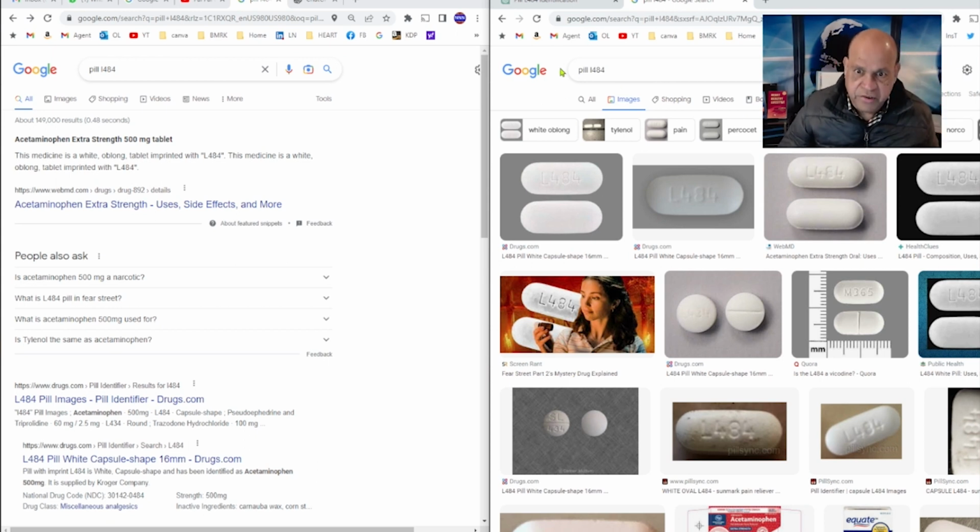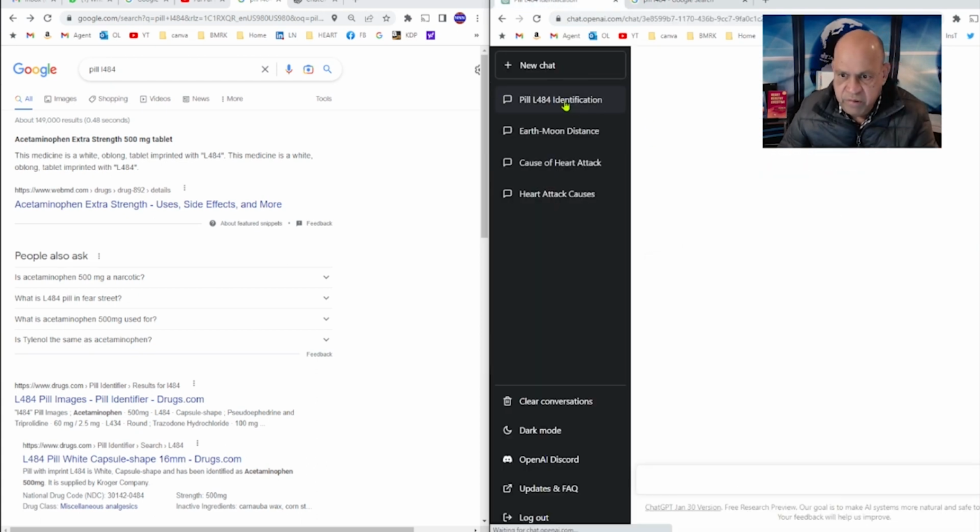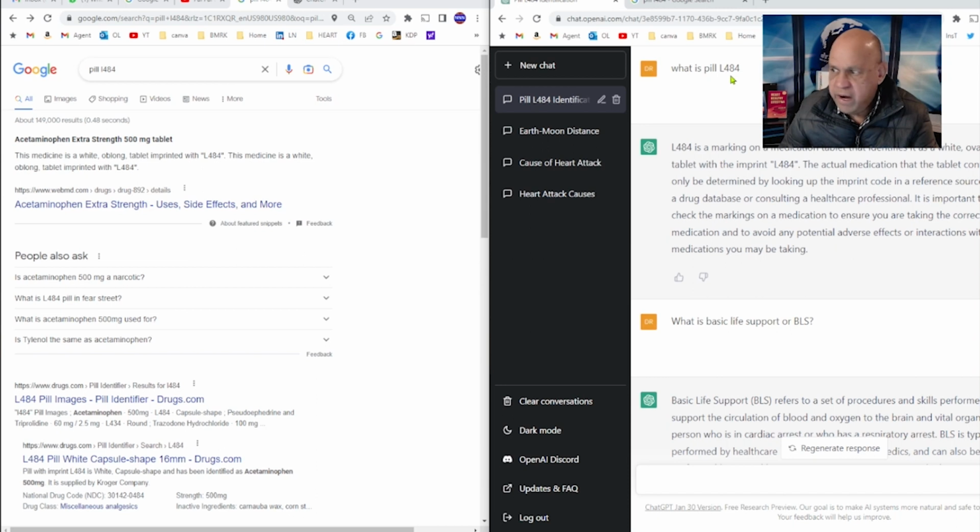ChatGPT. So let's come to ChatGPT here and type the same pill, which is what is pill 484? And this is what pill 484 is marking on a medication tablet that identifies its white oval-shaped tablet with imprint L484. The actual medication that the tablet contains can only be determined by looking up the imprint code in a reference source such as drug database. So it did not really identify this as specifically acetaminophen 500 milligram extra strength tablet. All right, now let's test another question here.